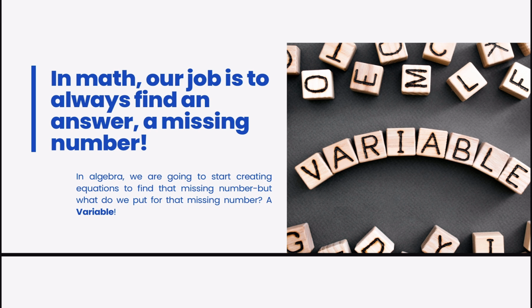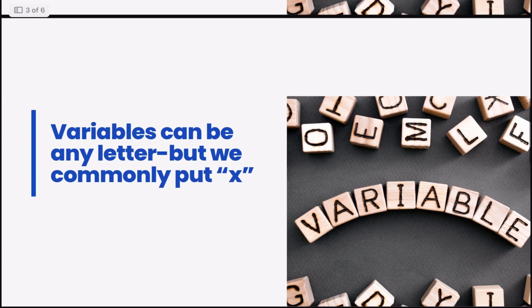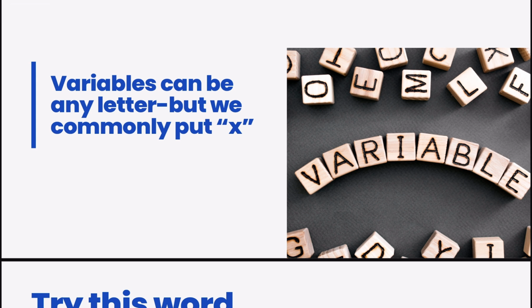But now in algebra, we're going to start creating equations to help us find that missing number, because now we're going to have a lot more details and a lot more numbers and operations to work with than just addition and subtraction. So now what do we put in place of that missing number? We're always going to put a variable. So a variable is just a letter that we're going to put in place for a missing number in an equation. So variables can be any letter, but we're commonly going to put X.